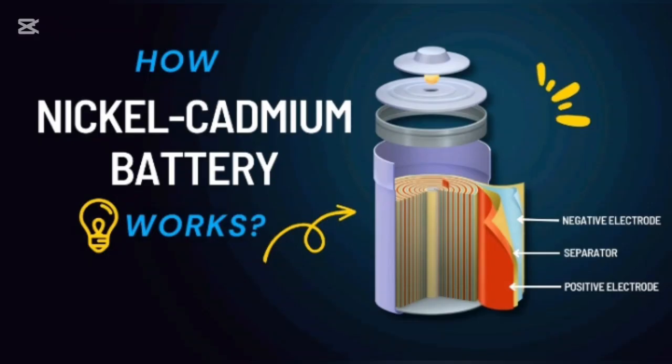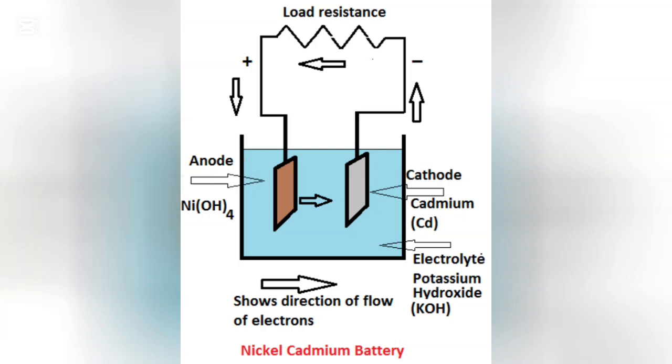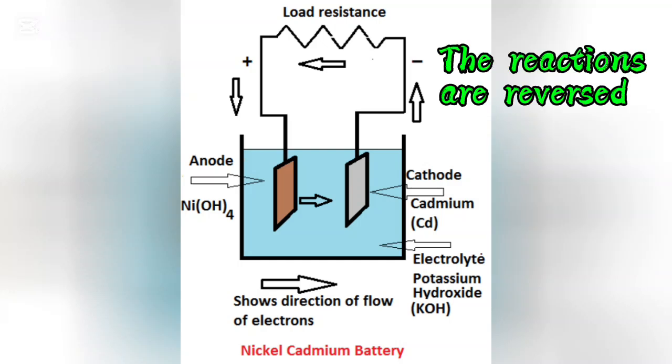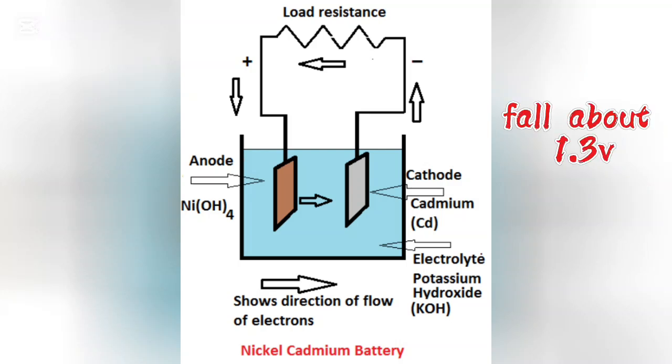Working principle. When the cell is discharging, at the positive plate, nickel 3 oxide hydroxide is reduced to nickel 2 hydroxide. At the negative plate, iron is oxidized to ferrous hydroxide. When charging, the reactions are reversed. When fully charged, the EMF is about 1.4 to 1.5 volts. After some use, it falls to about 1.3 volts.